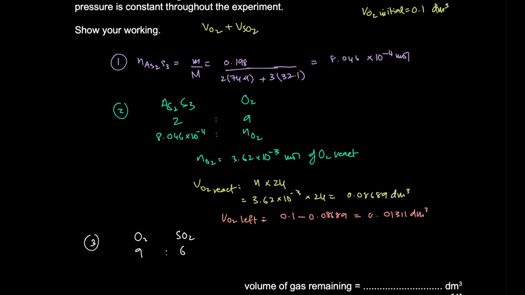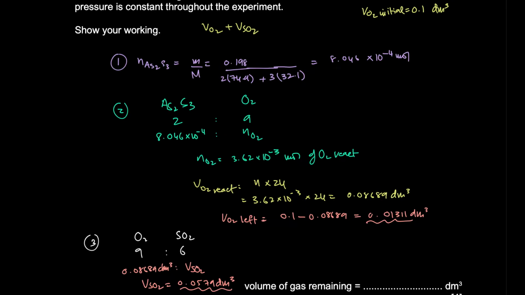So we can say that if 0.08689 decimeter cube reacted, what's the volume of sulfur dioxide that was produced? Remember guys, for gases, the molar ratios are the same as the volume ratios. Only for gases, we can directly compare volumes using the molar ratio. So what's the volume of sulfur dioxide that was produced? We get 0.0579 decimeter cube.